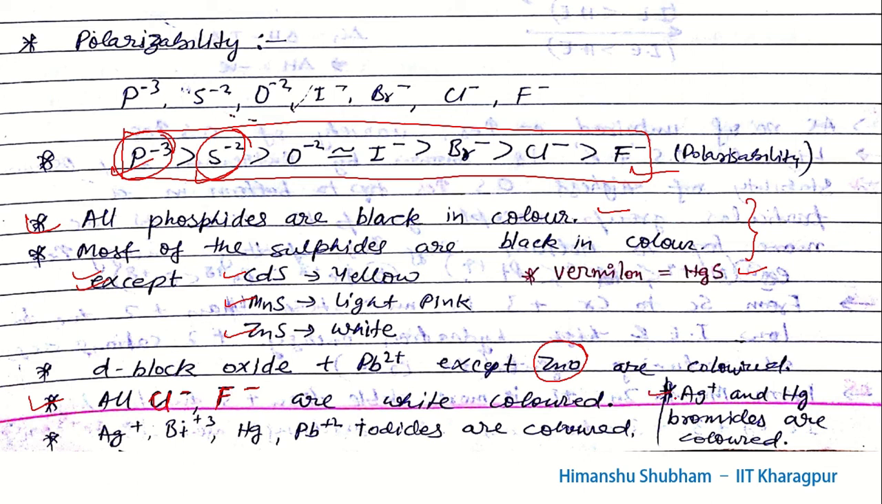Now Ag+ and Hg bromides are colored, and Ag+, Bi3+, Hg and Pb2+ iodides are colored. These are the facts that you can remember, you must remember actually, because lots of questions are asked related to color, so it's not too much to remember. You can just keep revising these facts so that they are always in your mind whenever you are solving questions related to color of compounds, and it will be very easy for you then to predict the color of different kinds of compounds.